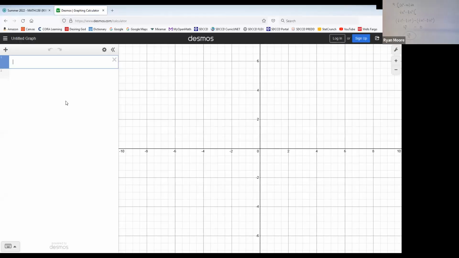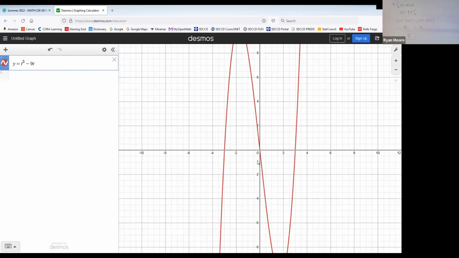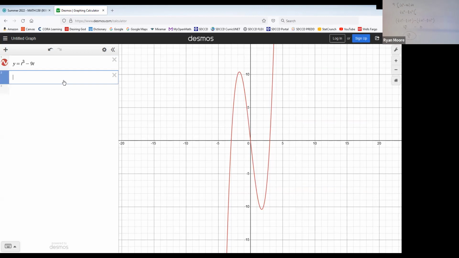Y equals, let's see if it'll work with t. I bet it will. Yeah, 9t squared. Oh, it's just 9t. Never mind. There we go. A kind of cubic, okay.